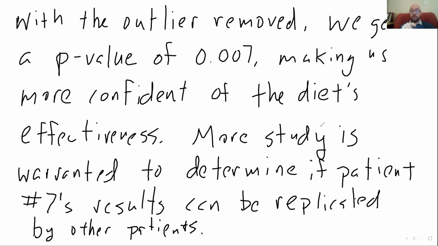That is the sort of answer that will get you extra credit points on a test, right? This is a more thorough discussion of the results than I'm insisting upon to get 100%. If what you said was something like, well, with the outlier in, we had a 0.044 p-value, and with the outlier out, we had a 0.007 p-value, making us want to reject the null hypothesis in either case, and therefore we think the diet works, I would give that answer 100%.